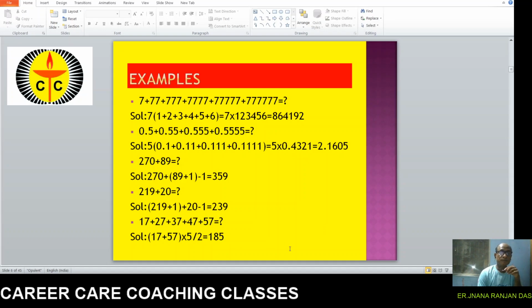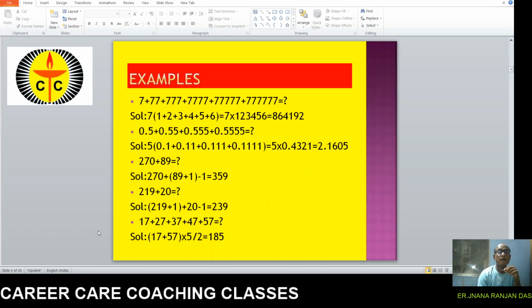Similarly, another type, decimal type, where after the decimal point the digit is repeated successively. In that case also, we can solve like this. We can take 5 common and the rest is 0.1, 0.11, 0.111, 0.1111, and this comes 5 into the sum of these.